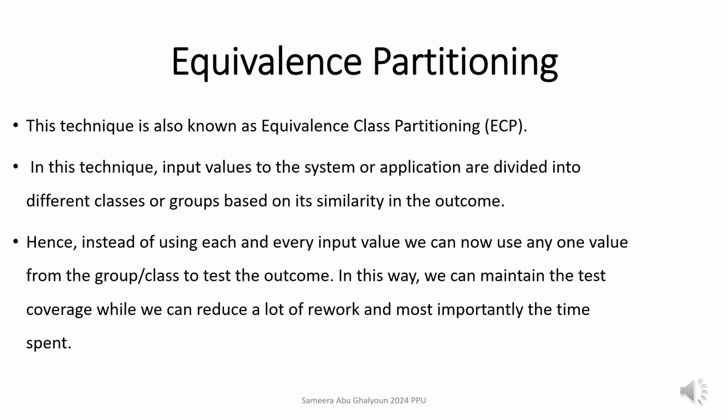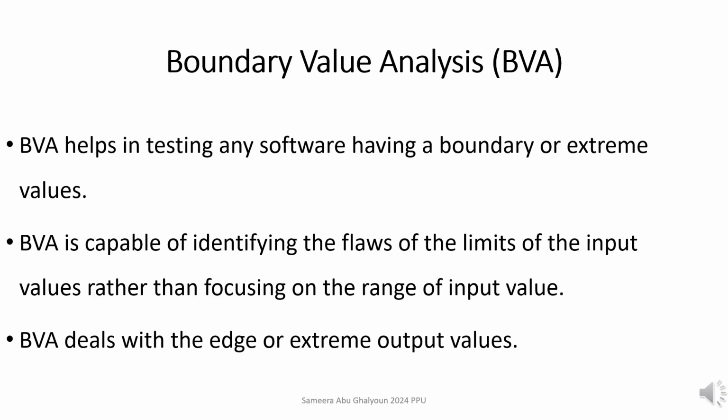First, equivalence partitioning. This technique is also known as equivalence class partitioning, ECP. In this technique, input values to the system or application are divided into different classes or groups based on their similarity in the outcome. Hence, instead of using each and every input value, we can now use any one value from the group class to test the outcome. In this way, we can maintain the test coverage while we can reduce a lot of rework and, most importantly, the time spent. Techniques of black box testing.